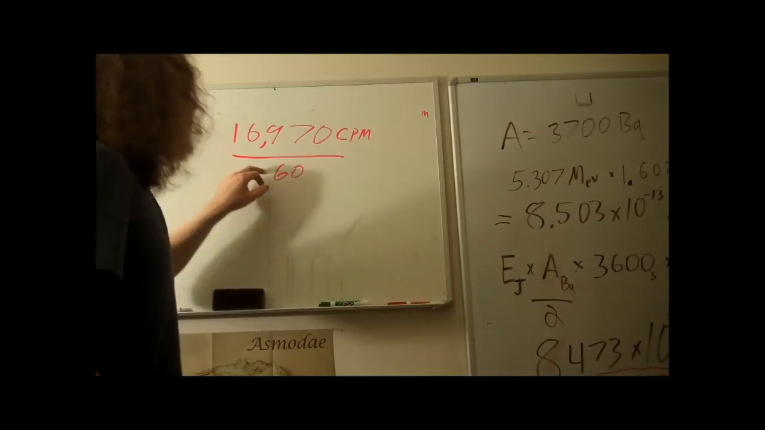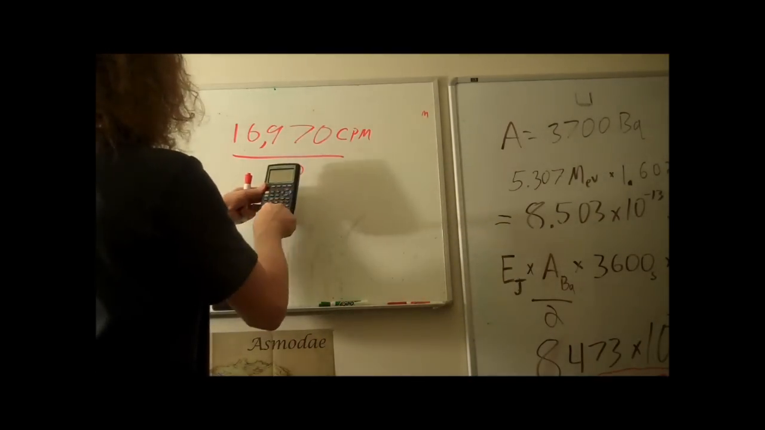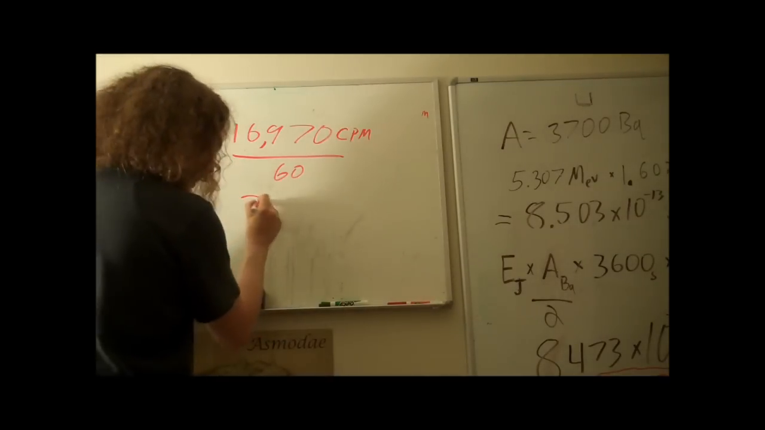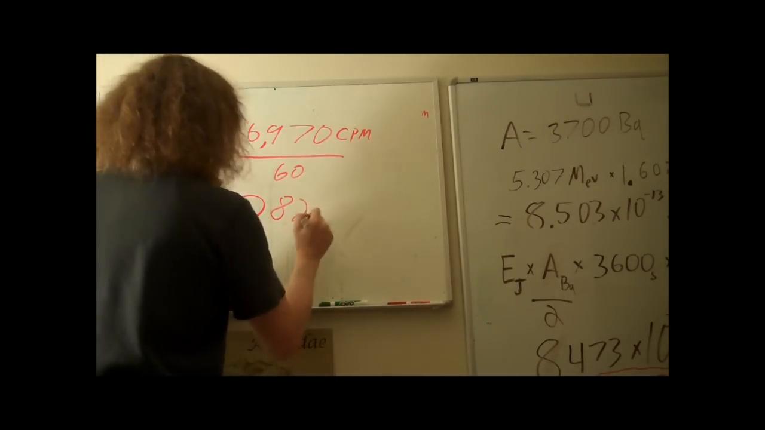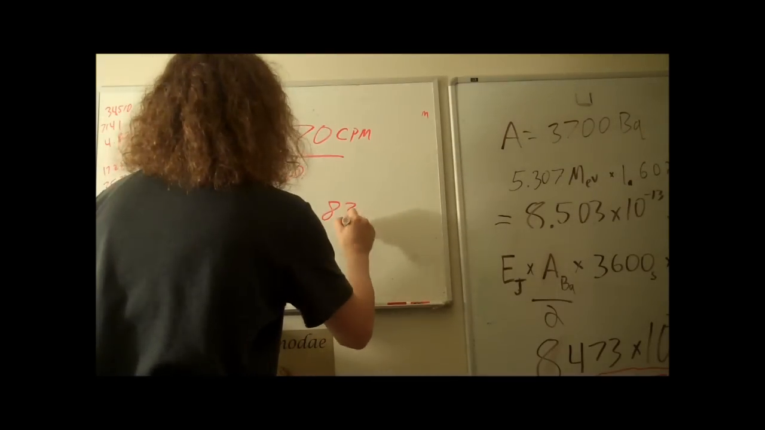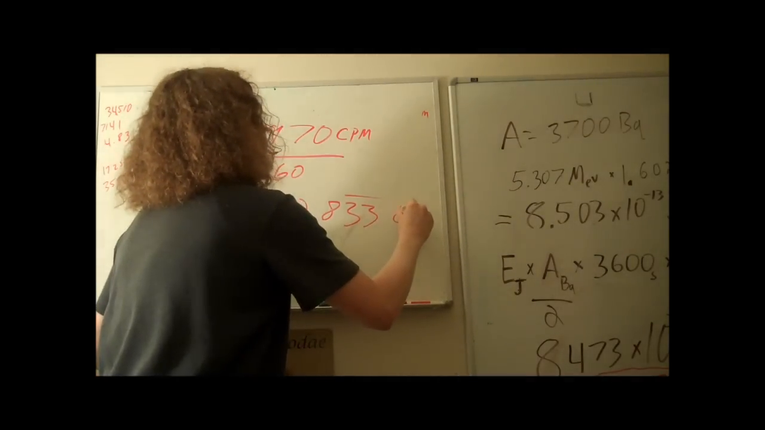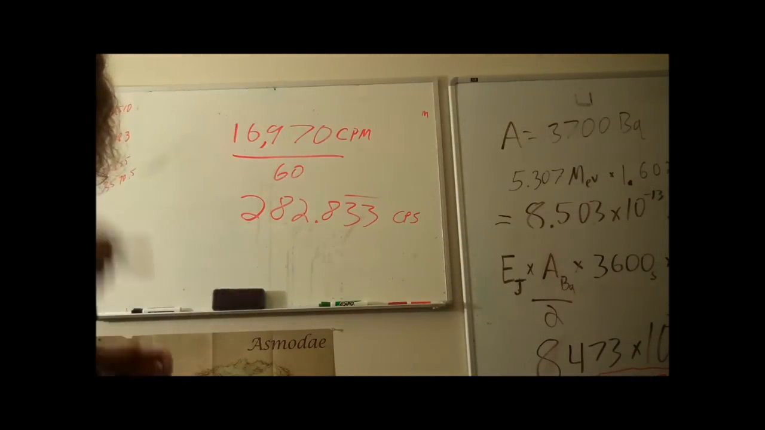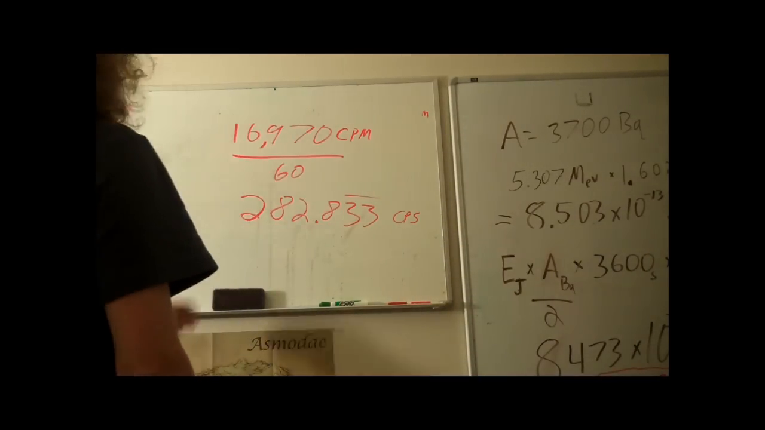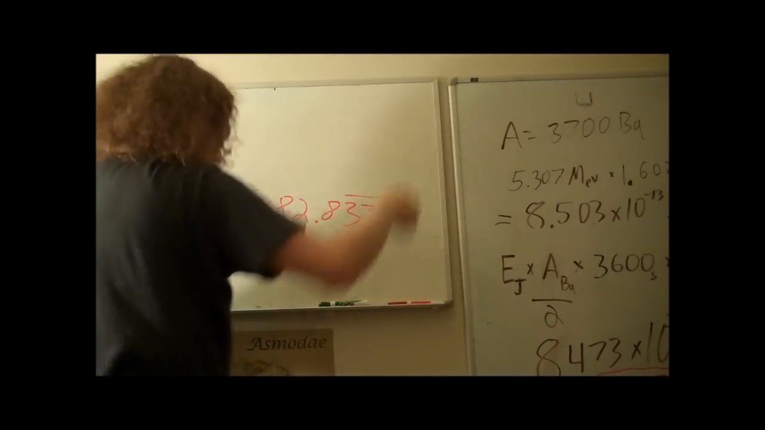Divide by 60 to get the number of counts per second. And enter. That's 282.833 continuous counts per second. The polonium is 282.833. That's pretty good. So let's do this now. Let's figure out how sensitive my unit is.